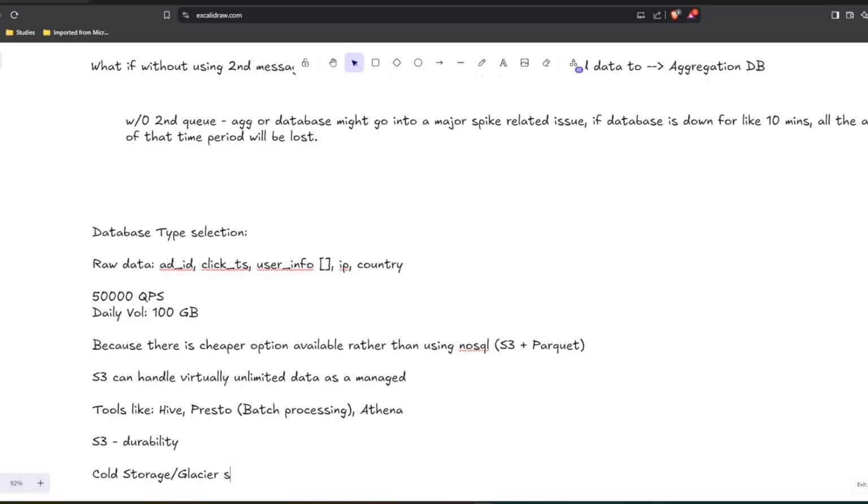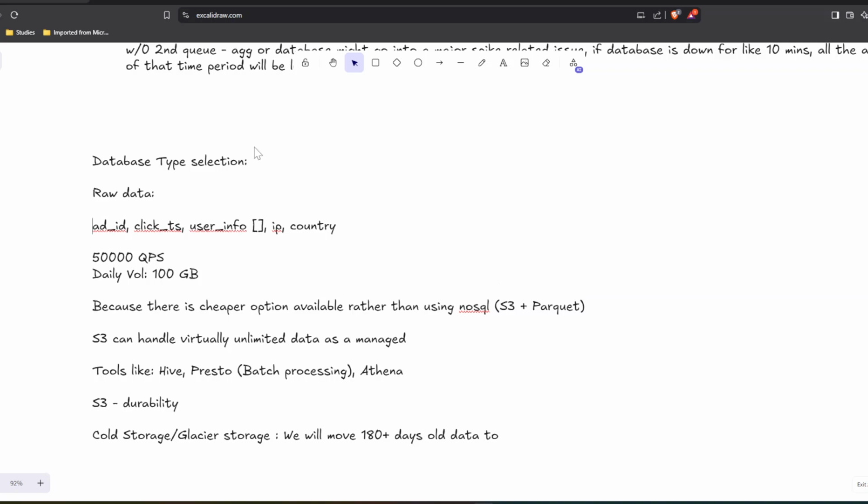So the advantage of this storage is, suppose after 180 days we understood that we are not going to maintain this 100 GB data, so we will move 180 plus days old data to this layer. The advantage is that it is really cheap, and the only disadvantage is that to get this data there is a certain waiting period, because it is Glacier storage. S3 takes some time to put it back into its normal storage layer. So this is on a very high level how we are going to handle our raw data. Okay, so this is the thing with the raw data.